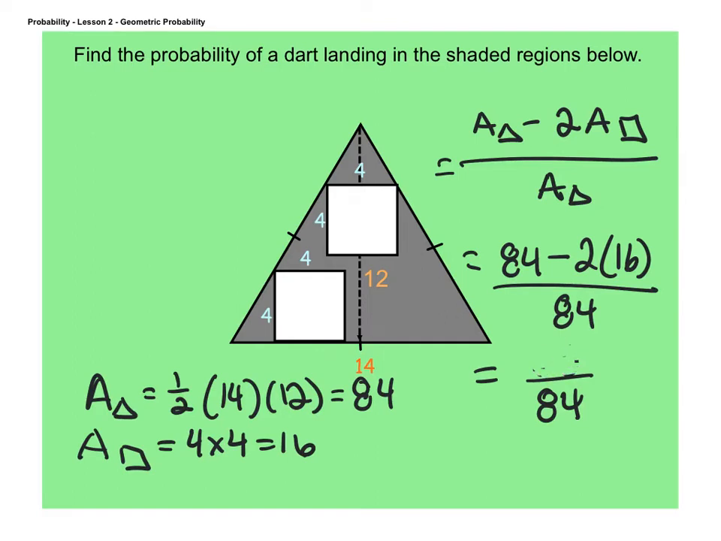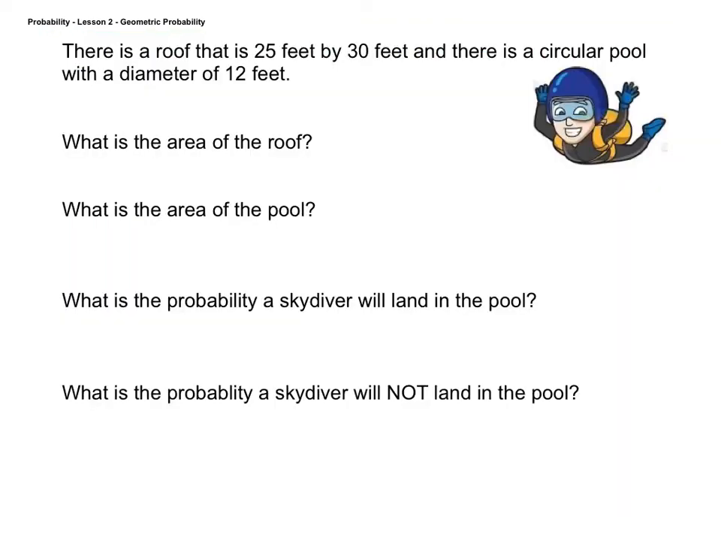Let's try that again. 84 minus 32, perhaps that's 52. I don't care if you reduce it. You can leave it as 52 over 84. You can reduce it, it'd be 27 over 42. You could change it to a decimal. You could change it to a percentage. It just matters when the question says, please leave as a decimal or please change to a fraction.